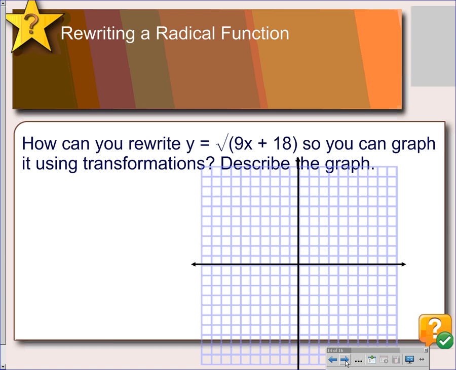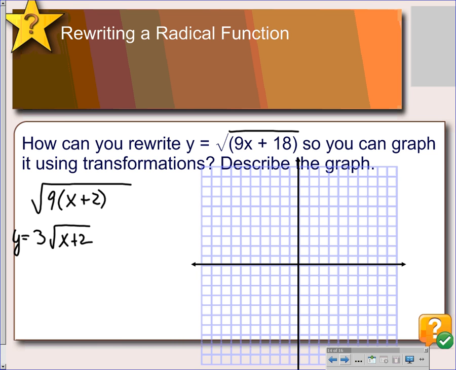Okay, finally, if you have a square root function that's written such as this one, and we want to be able to describe the transformations, we'll need to factor first. So we'll factor out a GCF for the 9 and the 18, which is 9. That leaves us with x plus 2. Since 9 is a perfect square, we can take the square root of it. So we have 3, and then we still have square root of x plus 2. So here is our function in a different form.